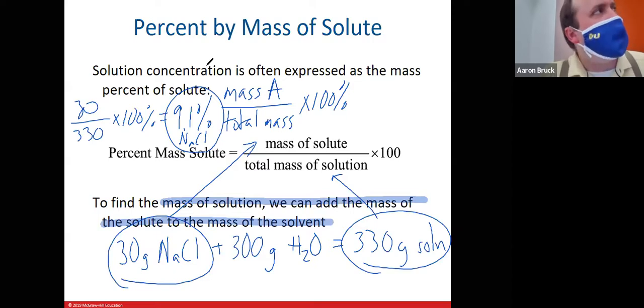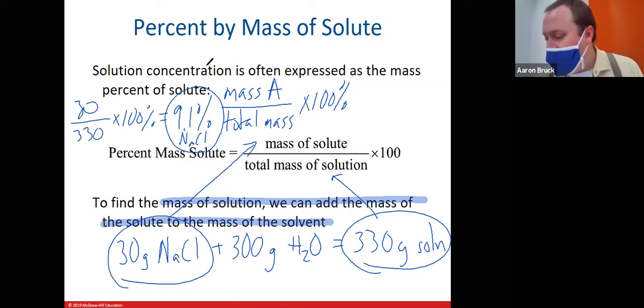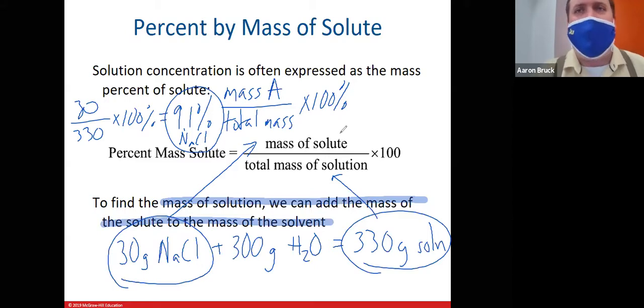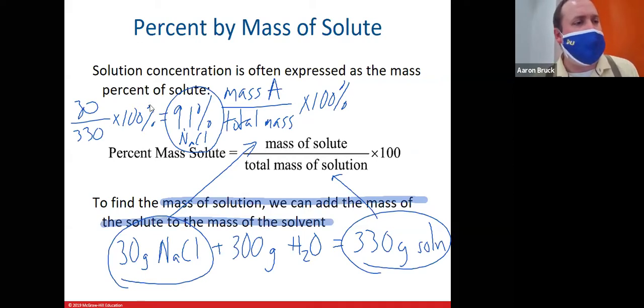One of the more common mistakes is forgetting to multiply by that 100 there at the end. A lot of people will get to this and go, okay, it's 0.091. It must be 0.091%. Got to remember to multiply that by 100 to get to that 9.1%. So that's percent by mass.